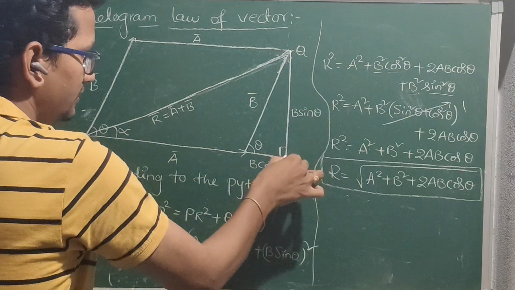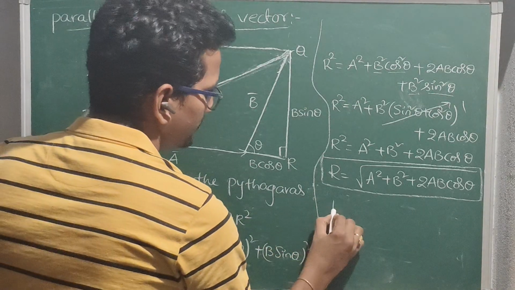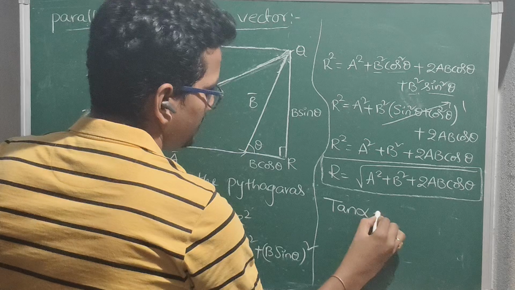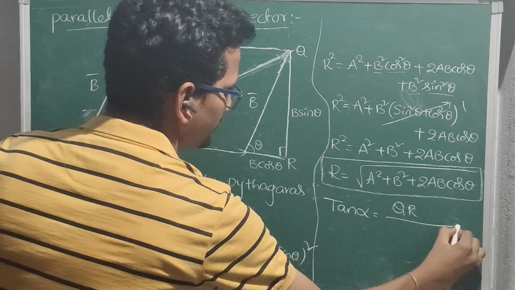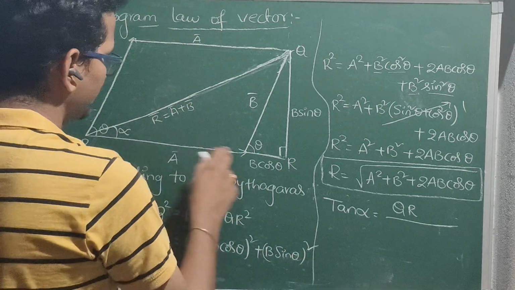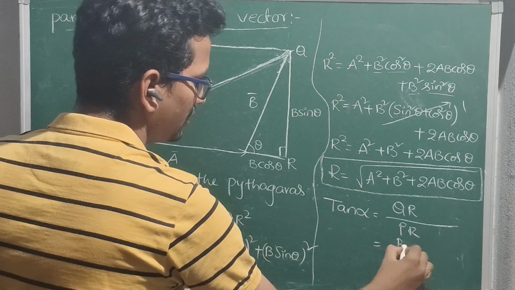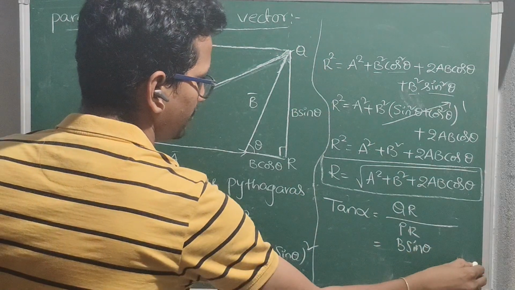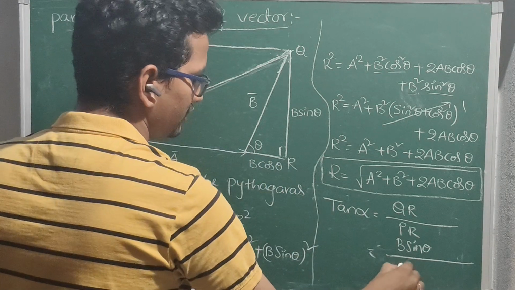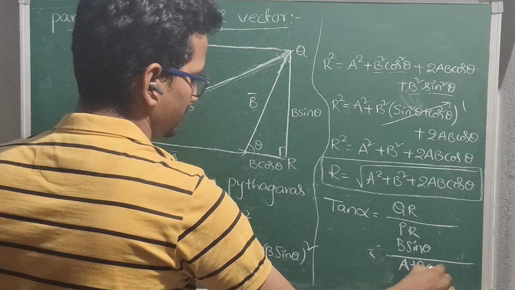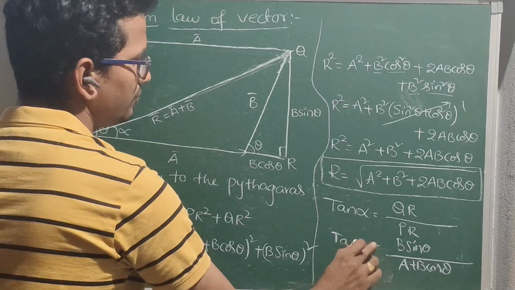See, we know the opposite side and the adjacent side. Which component can we use? Tan component. Tan alpha is equal to the opposite side by the adjacent side. What is the adjacent side? PR. QR means B sin theta, by, what is the PR value? A plus B cos theta. That is the tan alpha, which means we got the direction also.